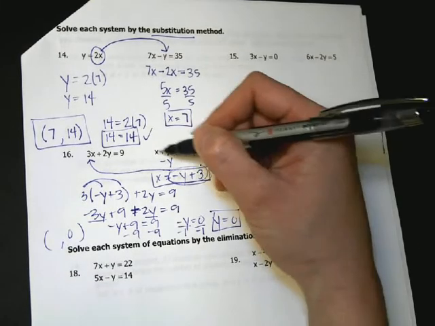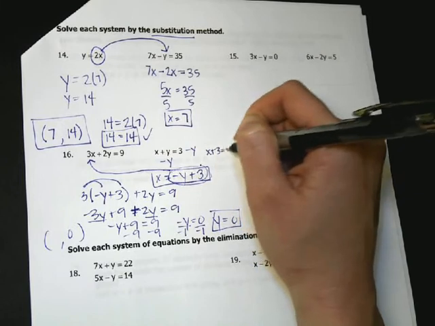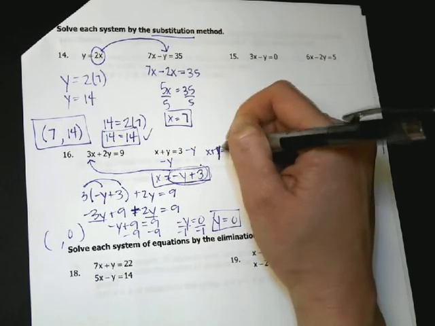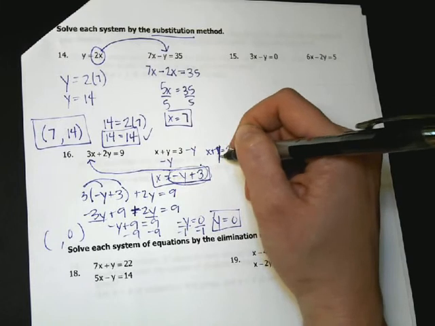X plus y equals 3, sorry. So, and I'm going to plug in a 0 for that y. So x plus 0 equals 3. And you would subtract 0 on both sides to get x equals 3.